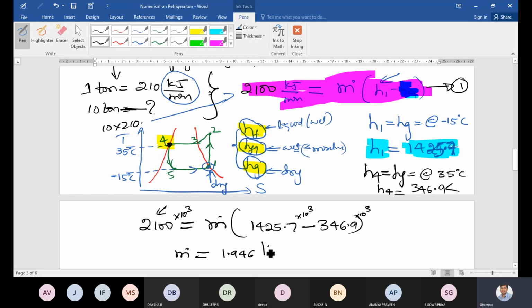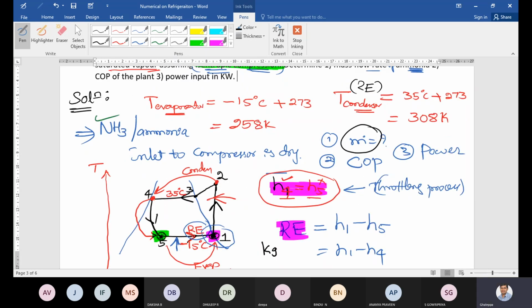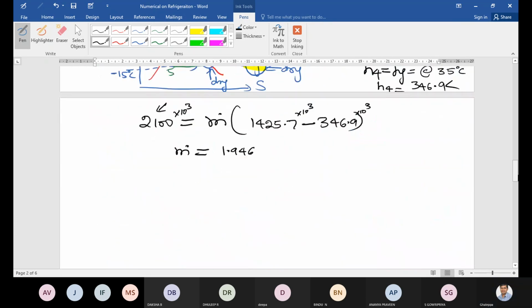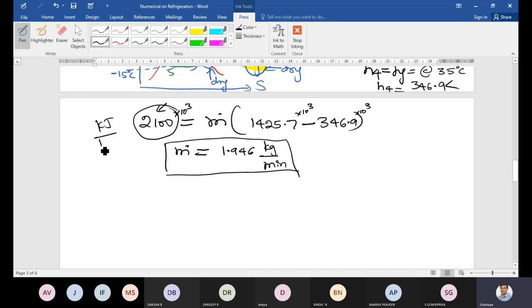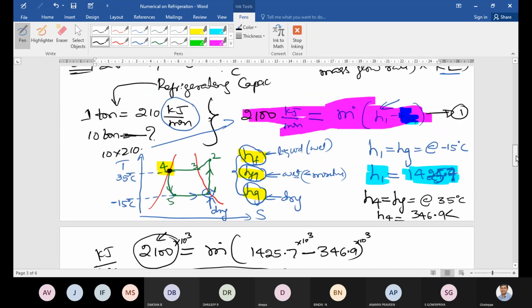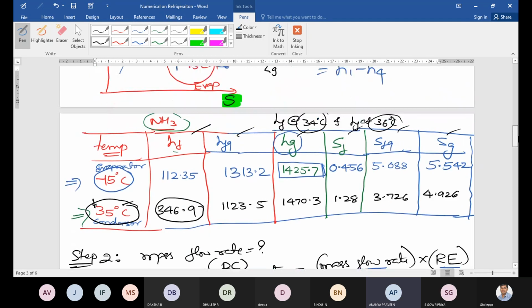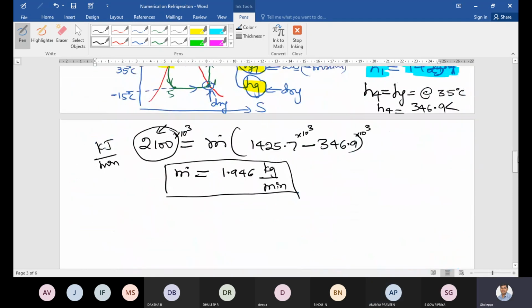1.946 kg. My God, what happened? Okay, kg per minute. Why kg per minute? Because the left hand side value is in kilojoule per minute, so it will be kg per minute. Have you understood how to calculate the mass flow rate? Yes, sir. Yes, ma'am. Go to next step number 3.